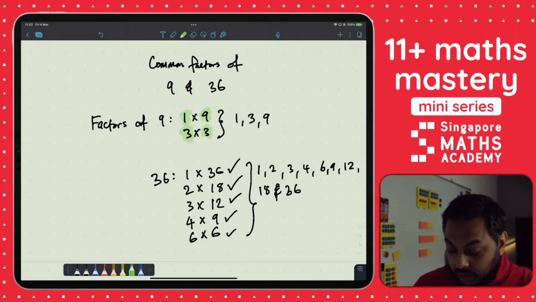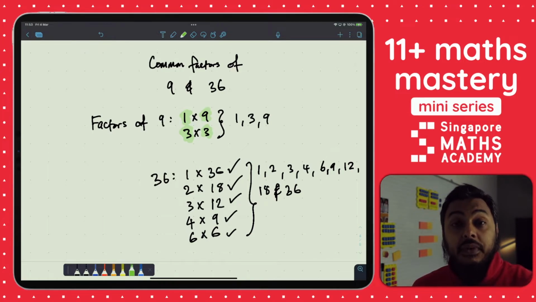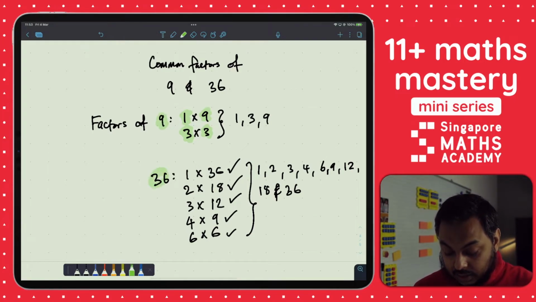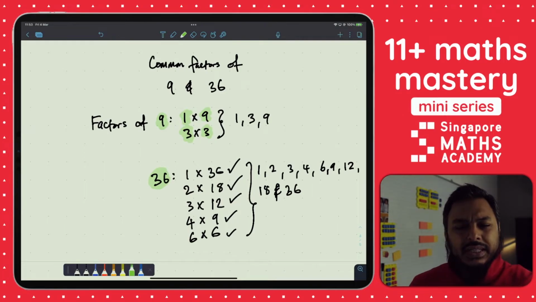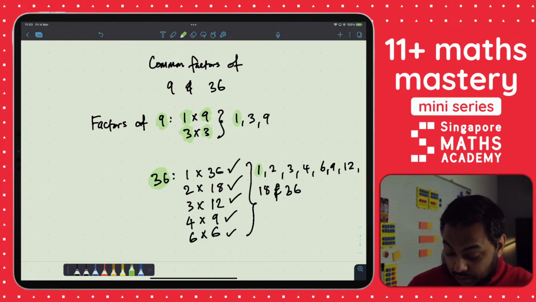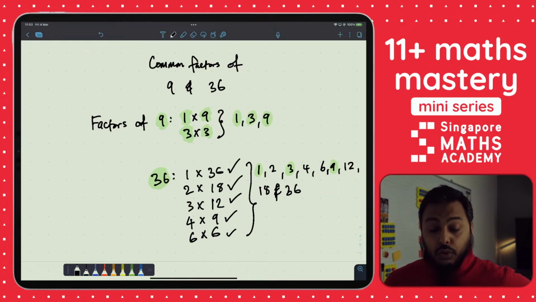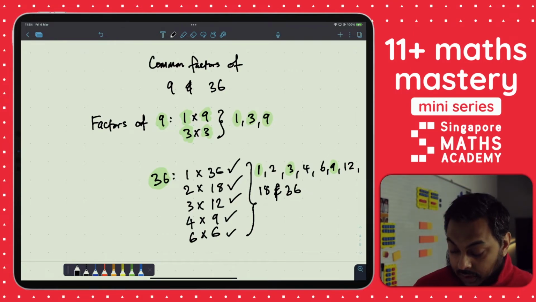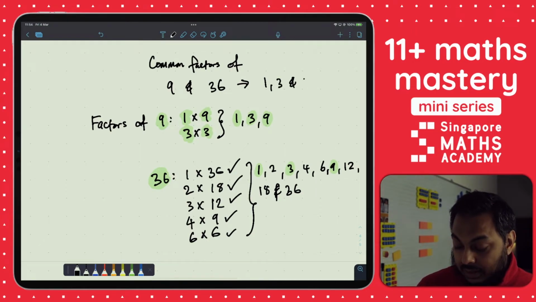So what are we looking for now? We're looking for the common factors of 9 and 36. What does that mean again? That means the numbers that are in both of these lists. The factors of 9, we've got 1 for both of them. Factors of 9 again is 3. We can see a 3 here. And we can also see a 9 here. So all of the factors of 9 are also factors of 36. So therefore we can say that the common factors of 9 and 36 are 1, 3, and 9.